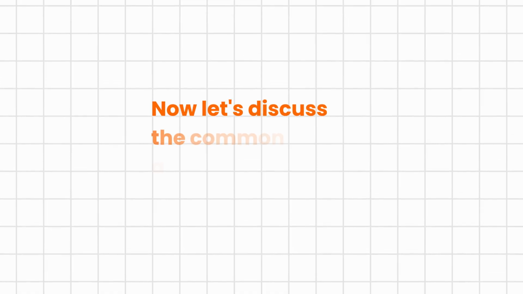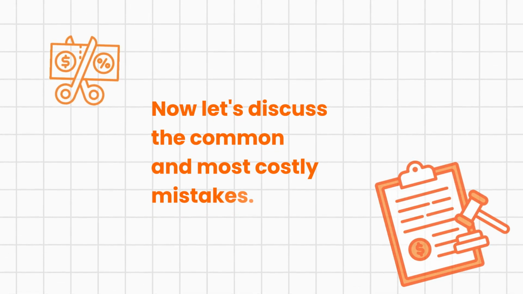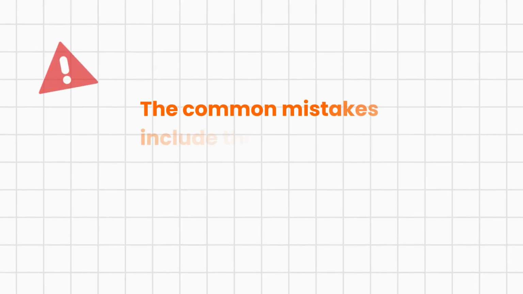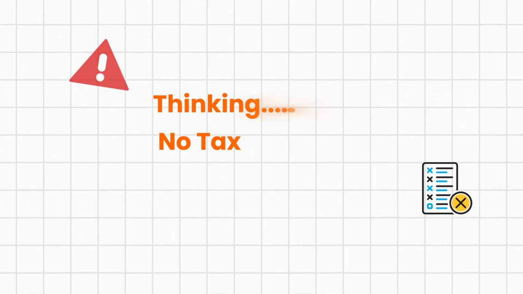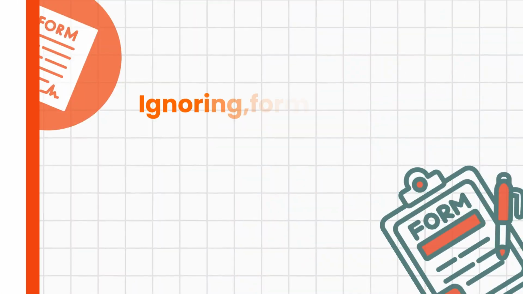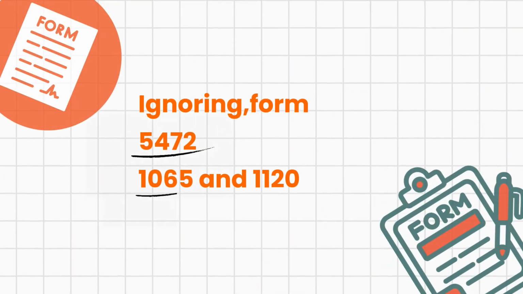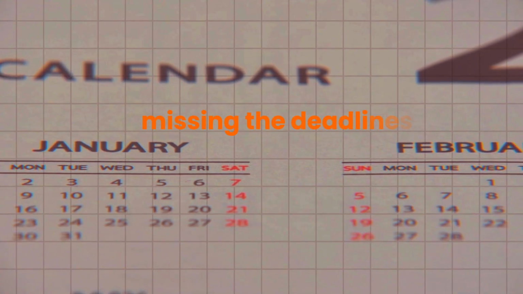Now let's discuss the common and most costly mistakes. Most penalties happen not because of tax owed, but because of failure to file forms. The common mistakes include thinking no tax equals no filing, ignoring Form 5472, 1065 and 1120, missing the deadlines, assuming your bank handles tax, and not tracking US travel or warehouse use.